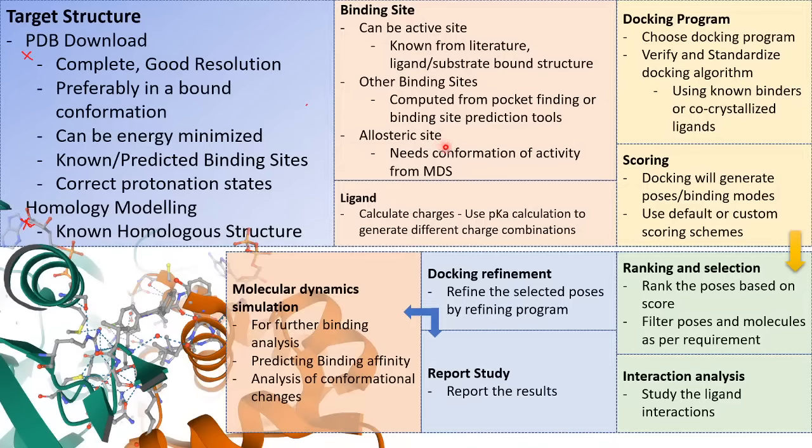But of course, allosteric docking is not as common. You may have to integrate with some studies like molecular dynamic simulations and others. So that is the allosteric site. Then you go for your ligand calculation. Make sure that your charges are calculated. You can use pKa calculation to find the potential protonation states of your ligand molecules and generate those structures.